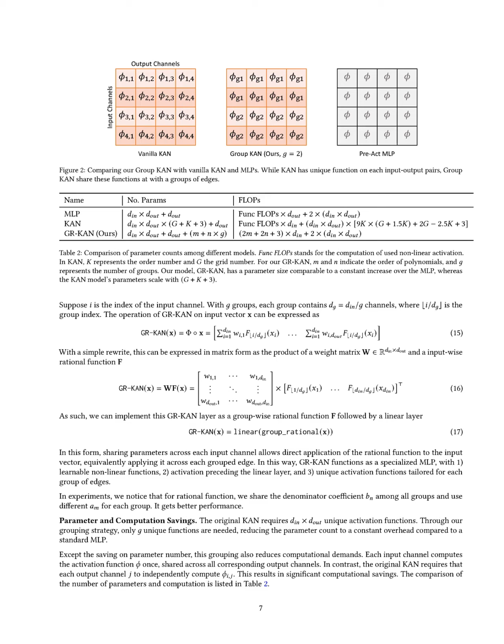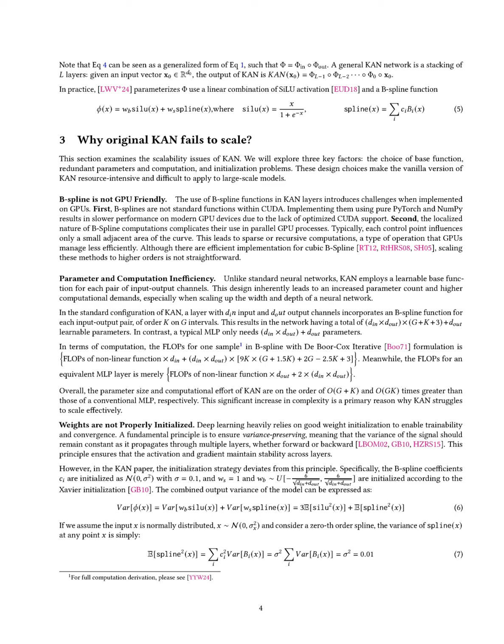The GR-KAN will apply a shared rational function, f, to each group, where the function is parameterized by coefficients a_m and b_n. For a specific input, x equals x_1, x_2, x_3, x_4, x_5, x_6, x_7, x_8, the GR-KAN computes the output, y_j, for each output channel, j, as follows. y_j equals sum_{i=1}^{d_in} w_ij f(x_i) plus b_j. Here, w_ij are the weights for the connections from input to output, and b_j is the bias for output j.